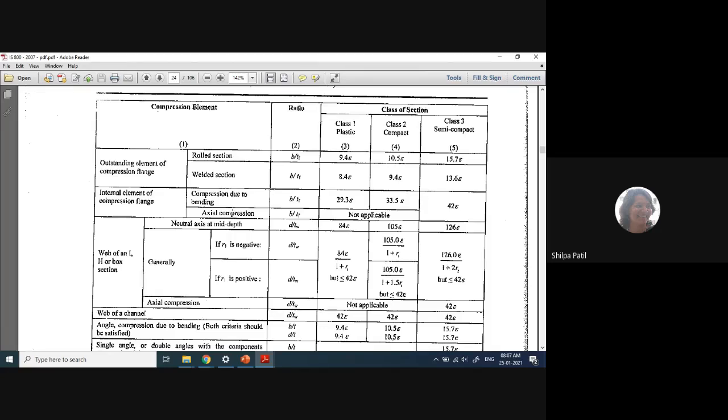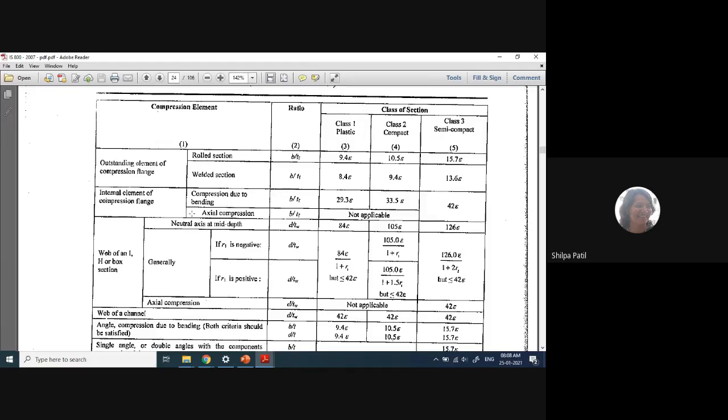Whereas if the same section is used as a column, all the parts of the section will be in compression. So columns are always subjected to axial compression. Now, the column may be subjected to bending also along with the compression when it has to carry eccentric loading. Along with the axial force, the moment is also acting on the column. In that case, there will be bending in the column.